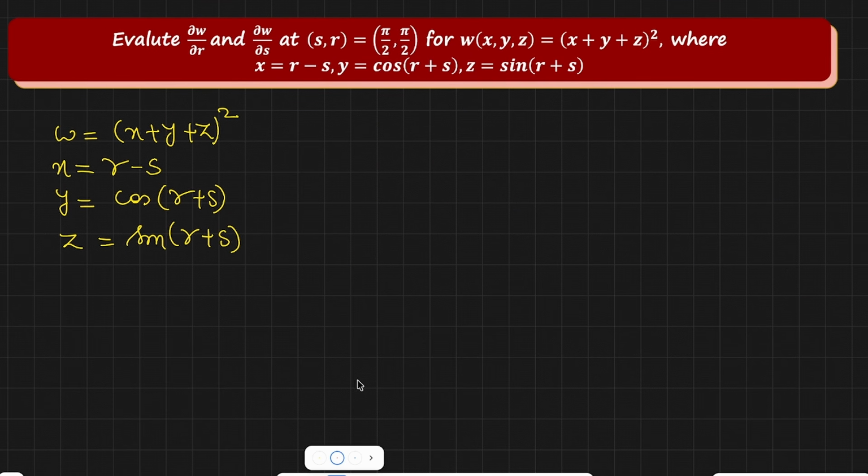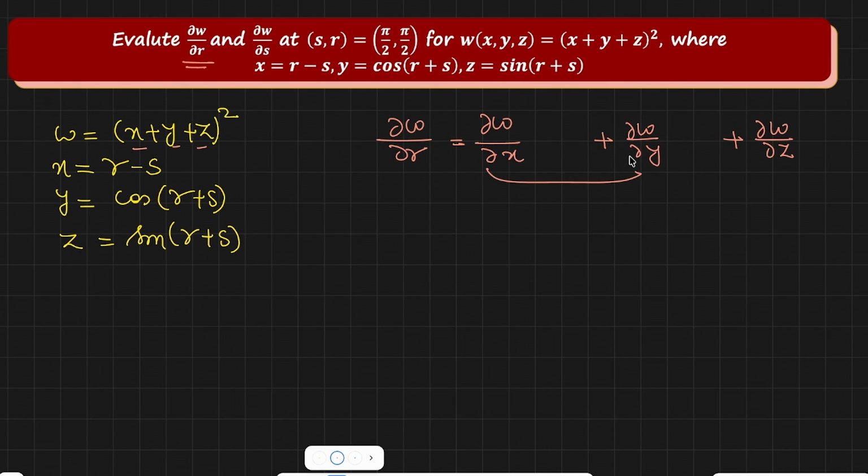So what is the first formula? First you have to find the partial derivative of w with respect to r. How to find it? It is again very easy. Partial derivative of w with respect to x, with respect to y, with respect to z, because this is a function of three variables. If it is not, then you write up to here. Now because x is depending on r and s both, and we are calculating r, do the partial derivative of x with respect to r, of y with respect to r, of z with respect to r. Okay, this is the formula.